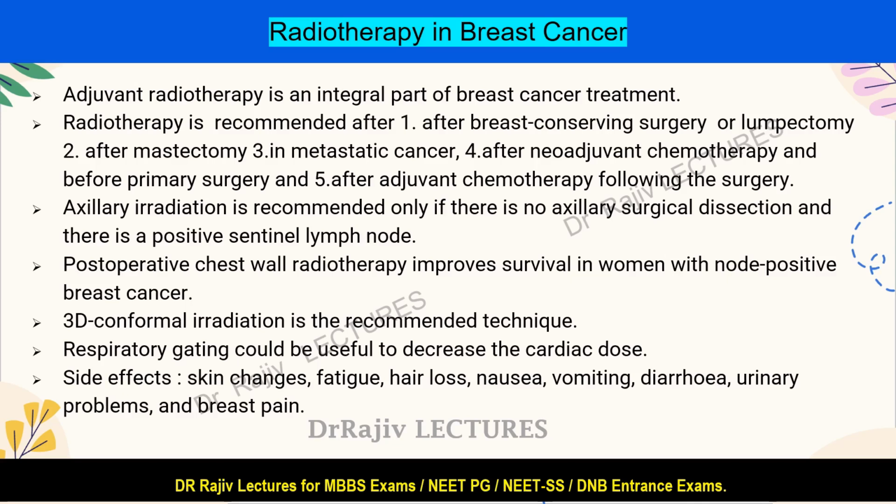Post-operative chest wall radiotherapy improves survival in women with node-positive breast cancer. Breast conserving surgery is often followed by radiotherapy to the remaining breast tissue because recurrence rates are too high if only local excision is done. 3D conformal irradiation is the recommended radiotherapy technique. Respiratory gating could be useful to decrease the cardiac dose. Concomitant administration of chemotherapy is not advisable, but hormonal treatment could be started with or after radiotherapy.